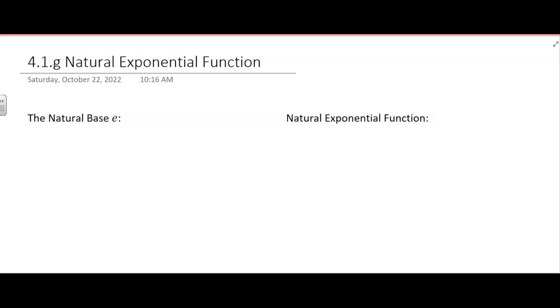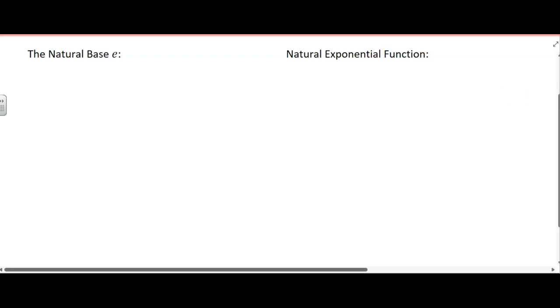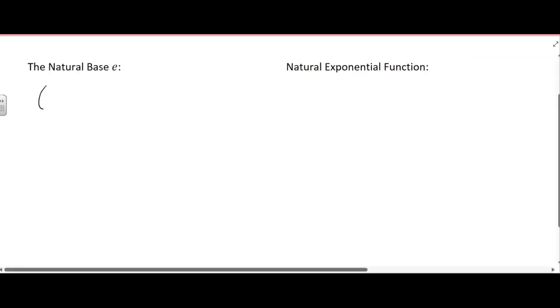Okay, so now we're going to talk about something a little bit different. It's the natural exponential function. We'll get to that, but first we have to talk about something else. So let's say you have this expression, 1 plus 1 over n to the nth power.